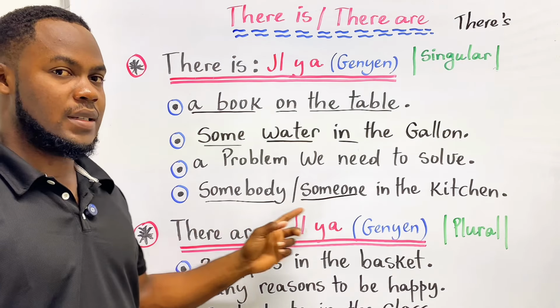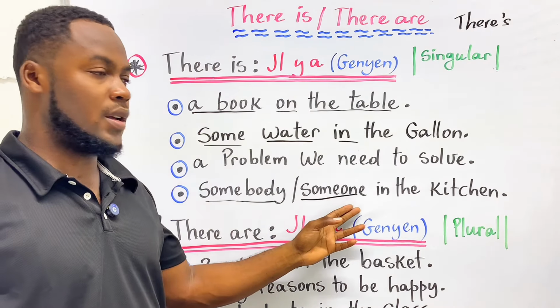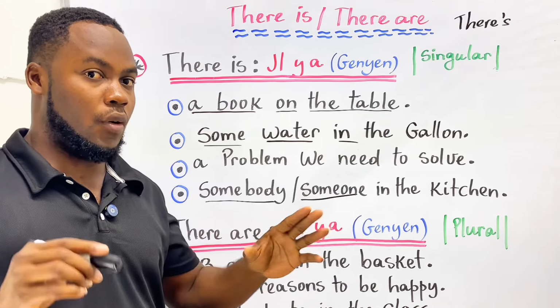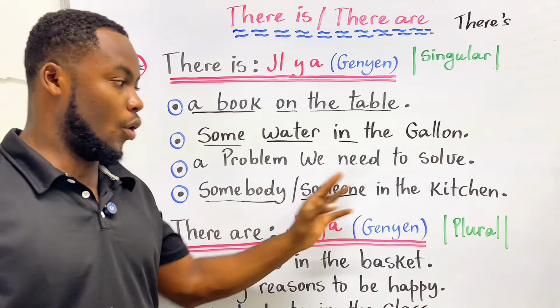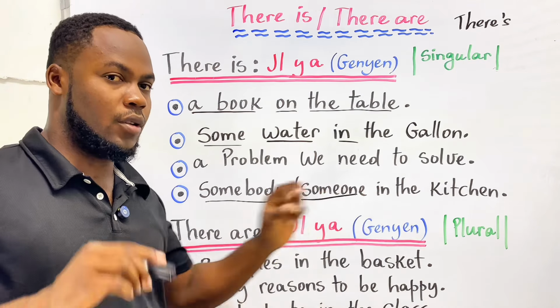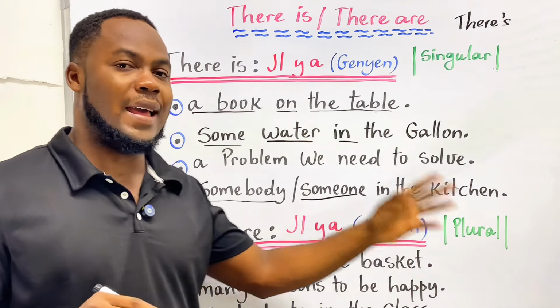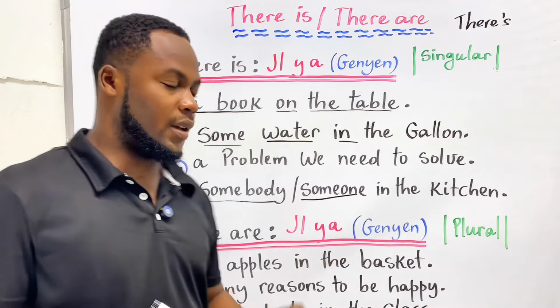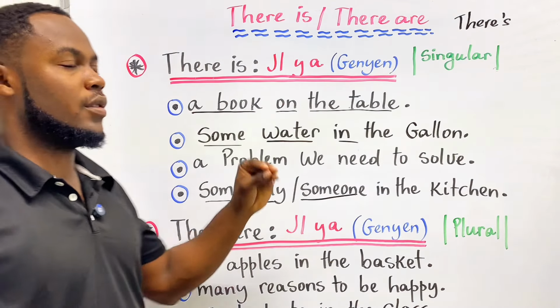There is somebody or someone in the kitchen. I could say both. Somebody or someone. I could say there is somebody in the kitchen or there is someone in the kitchen. Same thing. Okay? Cool.